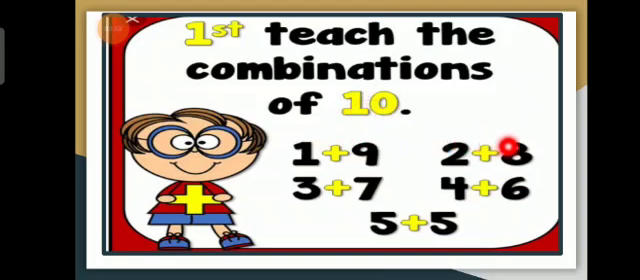Okay, 2 plus 8. Keep 8 in your mind and add the two fingers. The answer is 10. 3 plus 7. Keep the 7 in your mind and add the 3 fingers to it. The answer is 10. 4 plus 6. Which number is the big one? 6 is the big number. Add the 4 fingers to it and the answer is 10. 5 plus 5. Add 2 times 5 fingers. The answer will be 10.